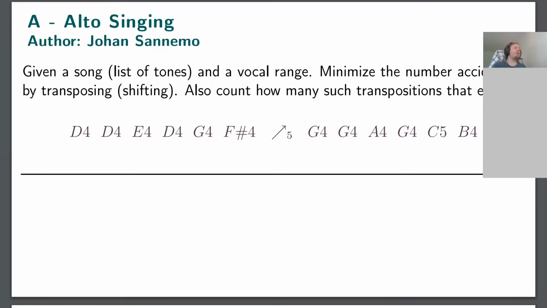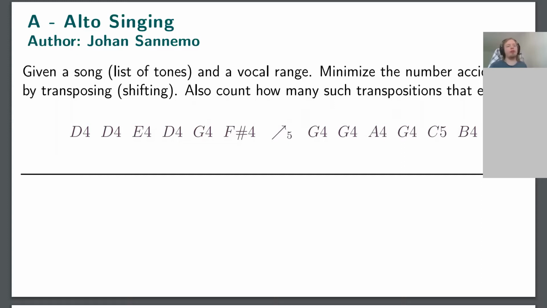Now for the third problem, Alto Singing. In this problem, you were given a song, a list of tones, and a vocal range. The task was to transpose, that means shift, the song so that you minimize the number of accidentals. After you've done this, you should also count how many such transpositions exist.